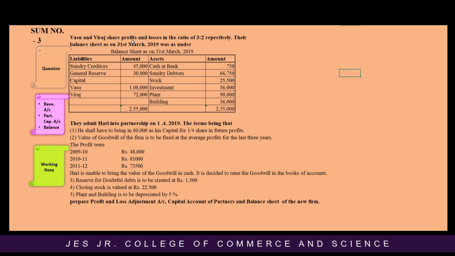Vasu and Viraj share profits and losses in the ratio of 3:2 respectively. Their balance sheet as on 31st March 2019 was as under. Balance sheet as on 31st March 2019.